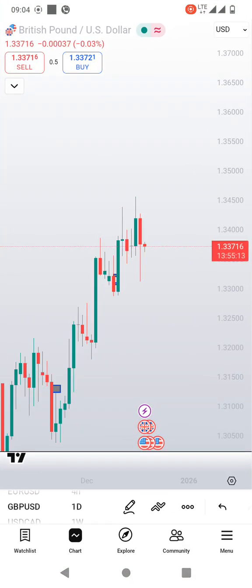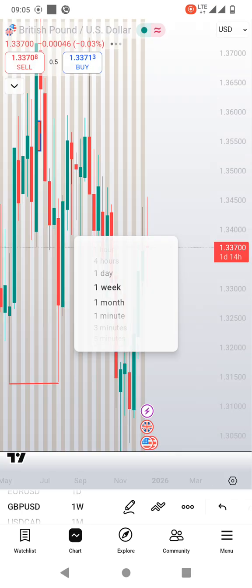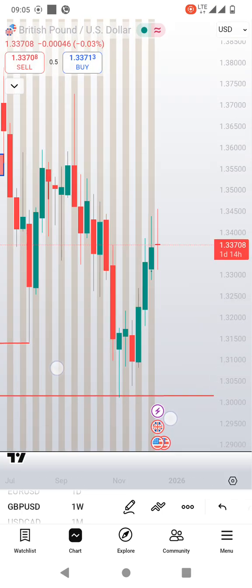In the New York session, we have to be careful taking our trade because of the volatility that will happen in the market. A lot of liquidity will be swept, a lot of people will be taken out from the market before the market begins to go in the proper direction. If you want to analyze what is going to happen in a day, you first check your weekly time frame, and this weekly time frame here is telling us that we want to buy.